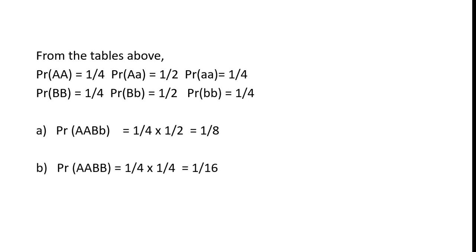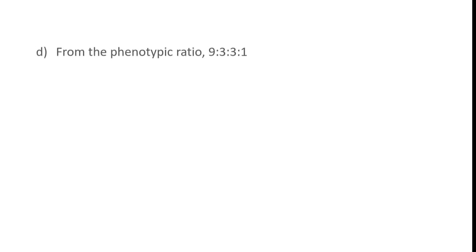Then the second one, capital A, capital B. So over here you have capital A to be 1 over 4, capital B also to be 1 over 4. These again are independent events, so you multiply. You're going to have 1 over 16. Then we apply the same principle here.